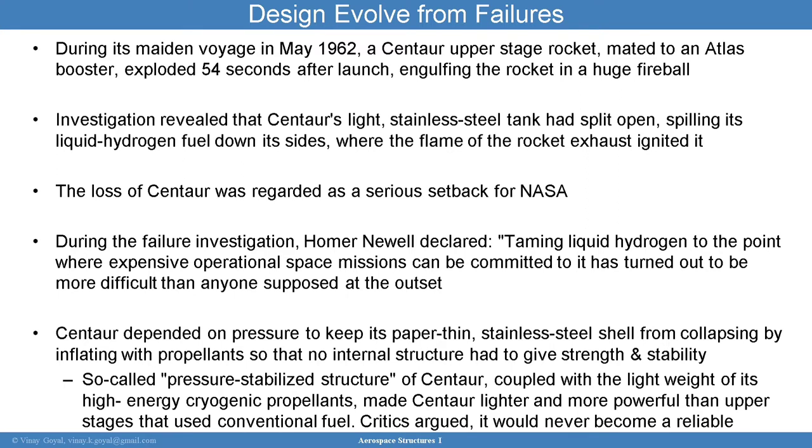During the failure investigation, it was declared that trying to tame the liquid hydrogen to the point where expensive operational space missions can be committed to it has turned out to be more difficult than anyone had supposed at the outset. The Centaur depended on pressure to keep its paper-thin stainless steel shell from collapsing, and it did that by inflating the propellant tanks with propellant so that no internal structure had to give strength and stability.